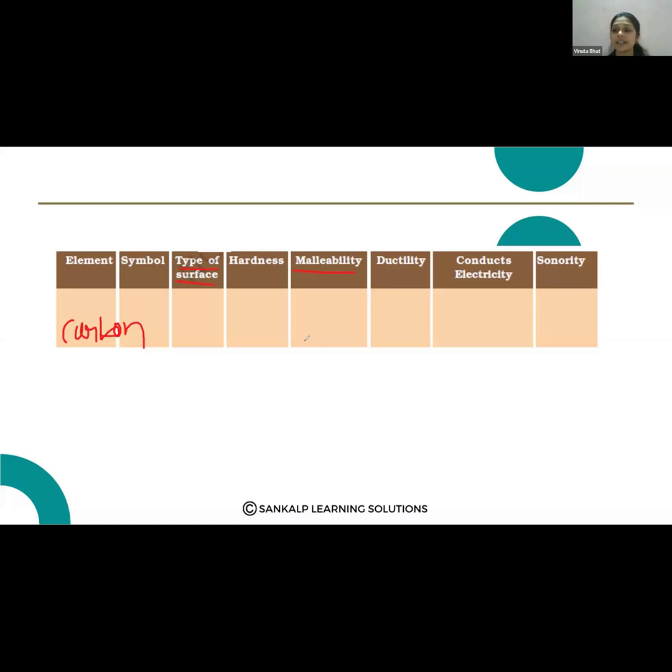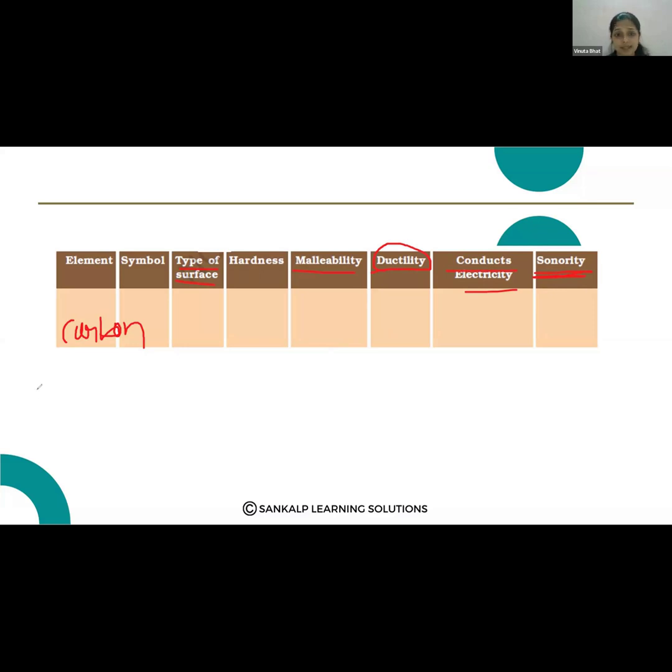It will not become a thin sheet. If it were a metal, what would happen? It would become a thin sheet, right? But non-metals will not become a thin sheet. They don't have the malleability property, they don't have the ductility property, they do not conduct electricity, and they do not make any sound. Sonority is also not there.